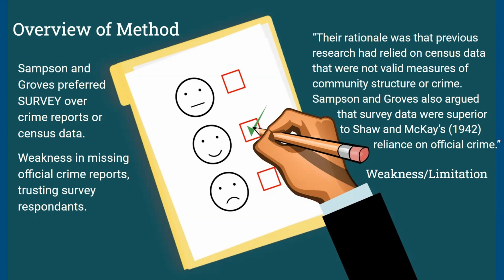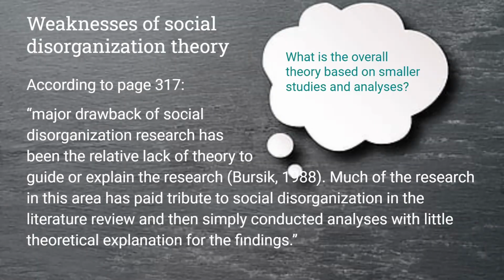And so the quote from our text says that their rationale was that previous research had relied on census data that were not valid measures of community structures or crime. And disorganization theory is that even though these smaller studies are conducted and analyzed, it doesn't look at a macro view of how social disorganization at a larger scale works.